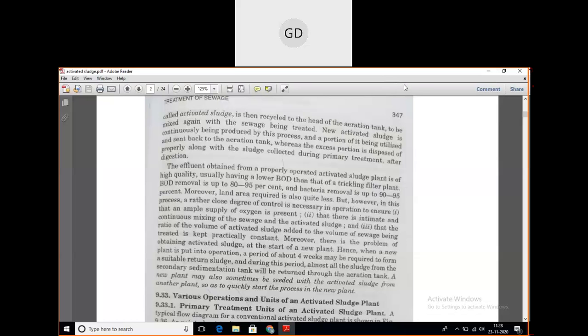This activated sludge process, I want to first show you one video. First, you understand. If I tell you like this, you will not get the idea of what an activated sludge process is. So let me show you one video. You see the video and then you understand. After that, I will explain again.